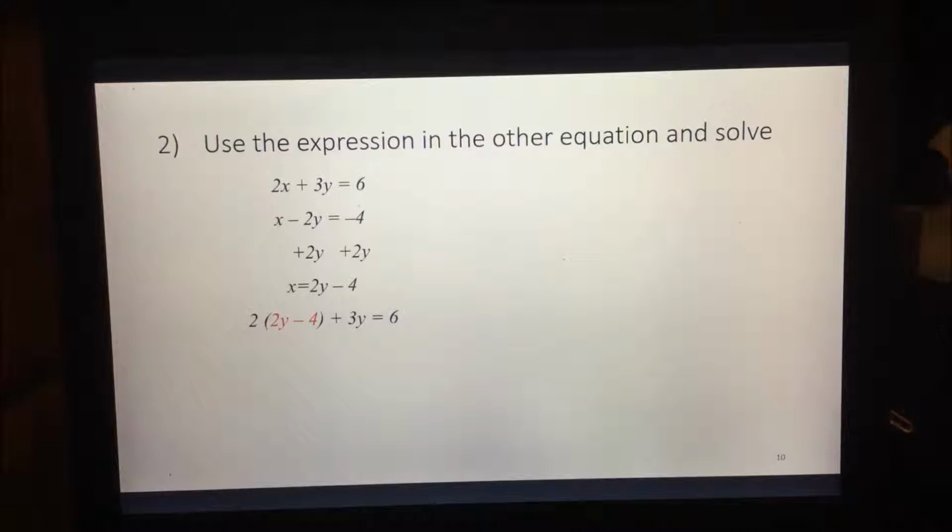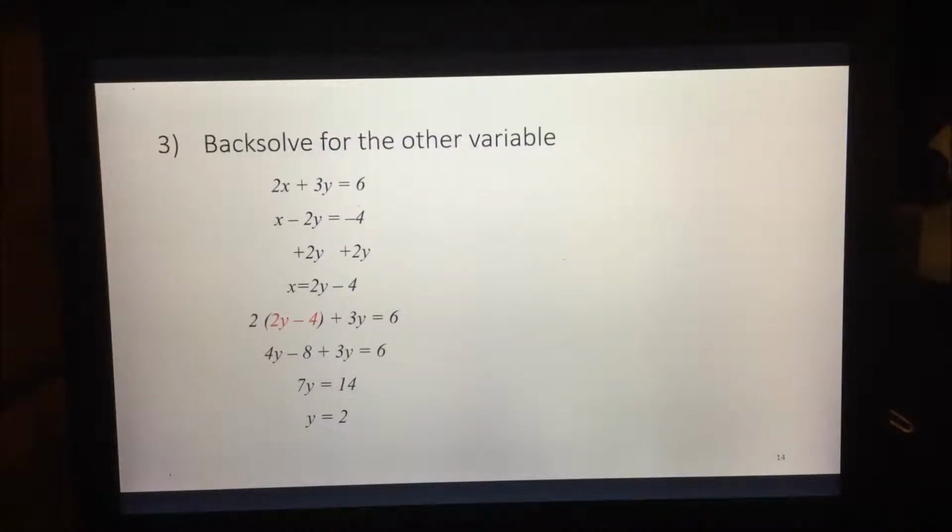So the first step is to simplify by distributing the 2. 4y minus 8 plus 3y equals 6. Combine like terms. 7y equals 14. Divide both sides by 7. Y equals 2. We just finished the second step. Do you remember the third step? Starts with a b. Back solve for the other variable.